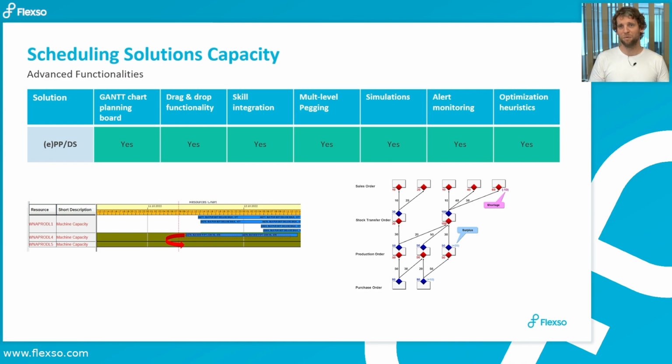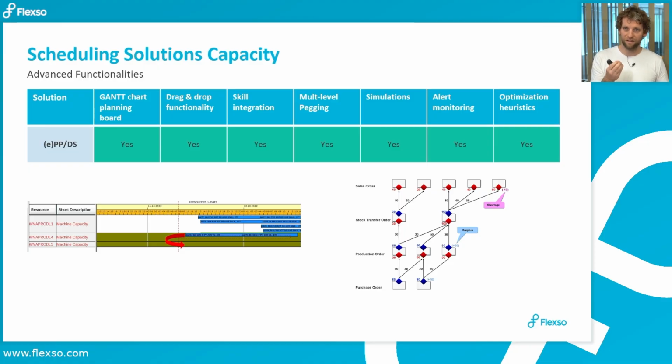Then the next one, multi-level pegging, is actually a planning functionality. And in essence, it's a very simple functionality because what does it do? It links your requirement element to a receipt element. So in this case, for example, a sales order with a stock transfer order and a stock transfer order with a production order. But as it can actually review this on a multi-level way, it becomes quite a strong functionality.